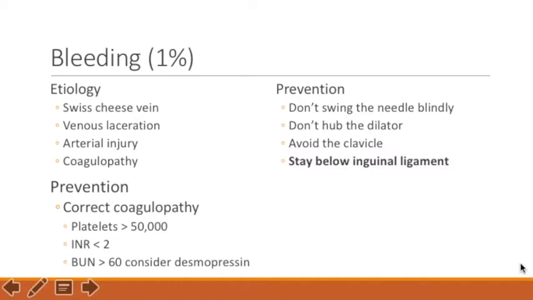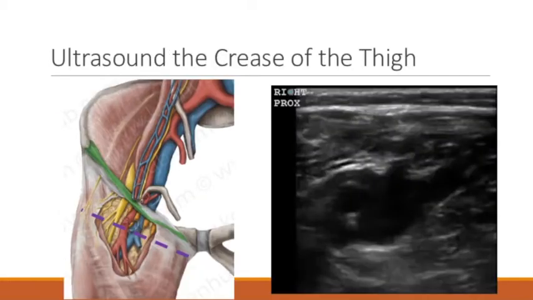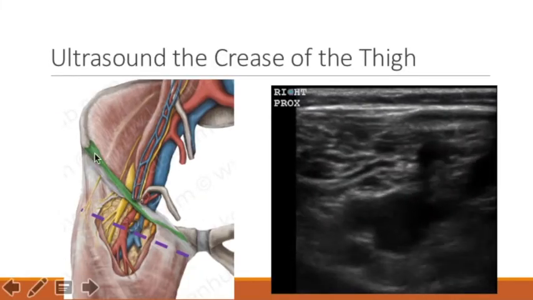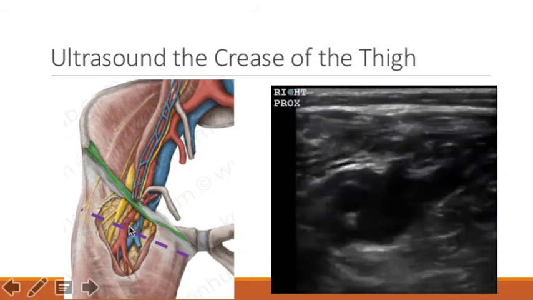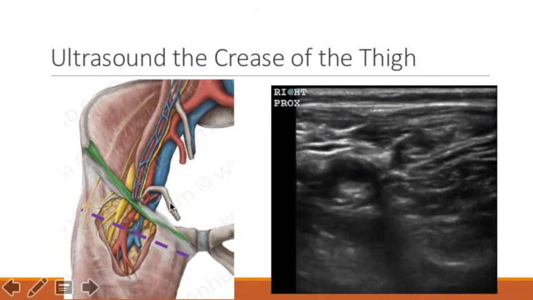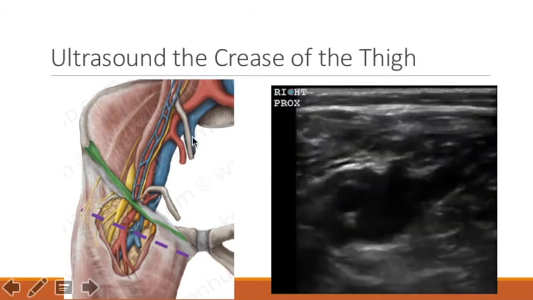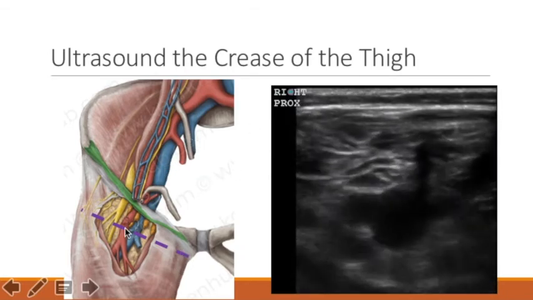And with femoral venous cannulation, just like we stay 2 to 3 centimeters away from the clavicle with IJ, with femoral vein, you should be avoiding the inguinal ligament. So again, the inguinal ligament connects the symphysis pubis to the ASIS, and you want to stay below that because a tear in one of these arteries or veins will bleed into the peritoneum and cause a non-compressible site of bleeding. You don't want to go too low though.